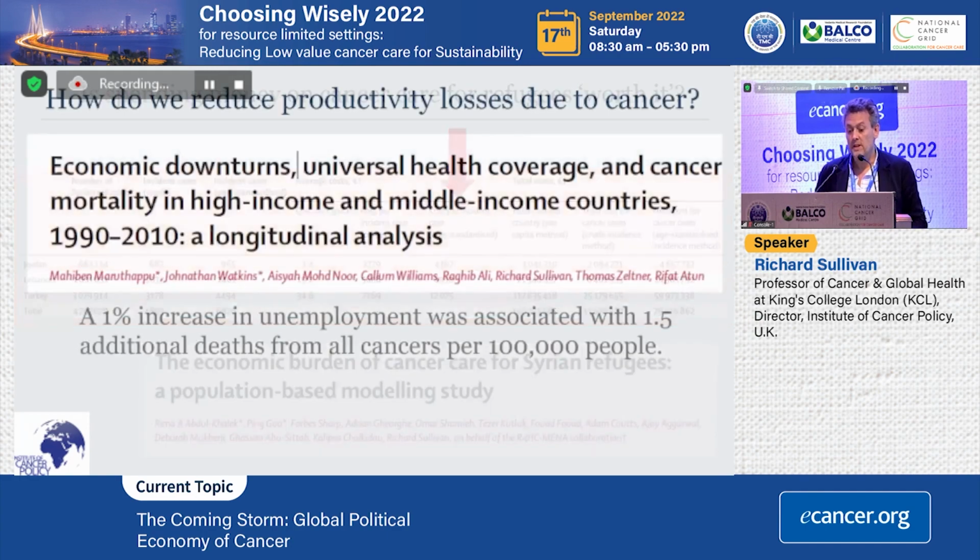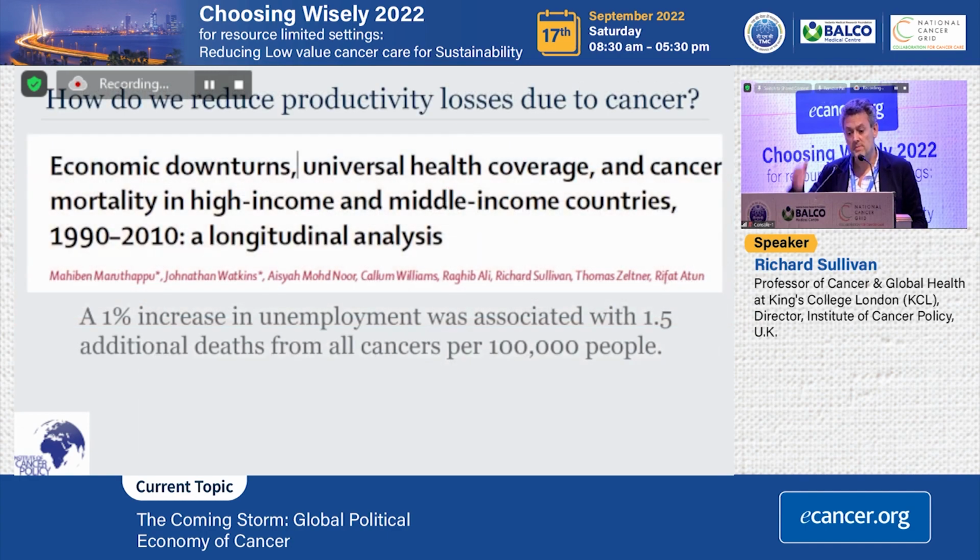The other thing we do a lot of in this space for progressive universalism is ask the question, how do we reduce productivity losses due to cancer? And what we mean by that is every time one of your patients dies before they're elderly, you have a productivity loss due to economic disappearance. They disappear out of the system. There is an economic consequence. If they have morbidity, that is also an economic consequence.